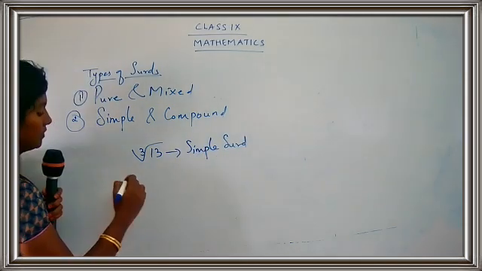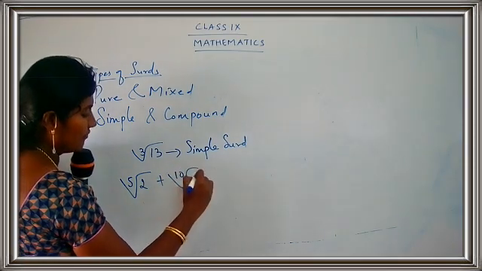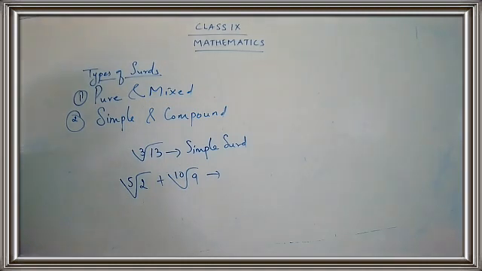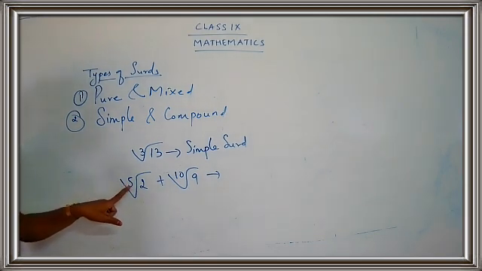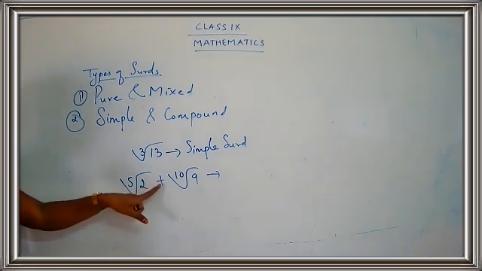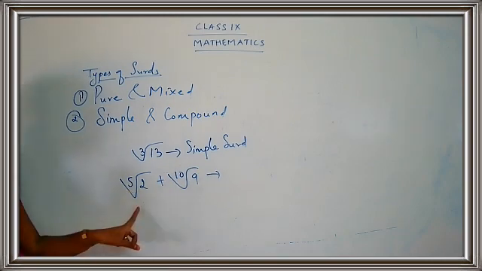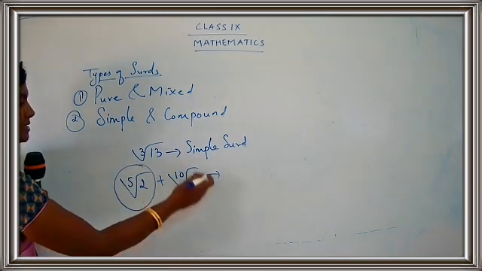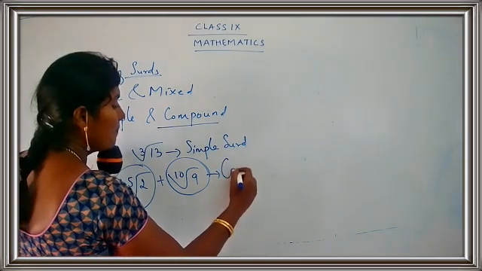Now just see here children. 5th root of 2 plus 10th root of 9. How to read this children? 5th root of 2. Read it along with me. 5th root of 2 plus 10th root of 9. How many terms do you have here? This is one term and this is one more term. So total number of terms we have is 2. If you have more than one term, you have to call it a compound surd.